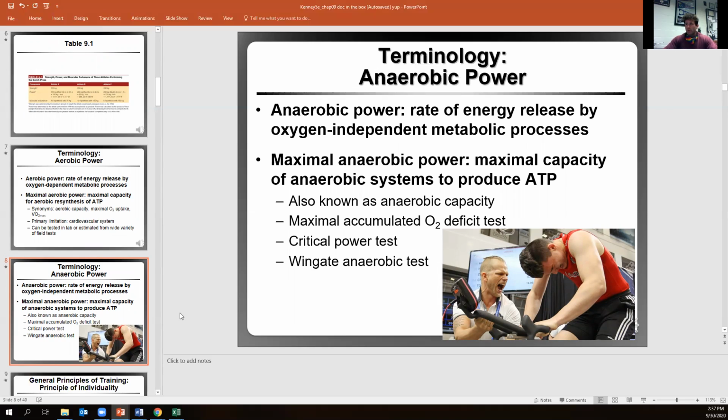Critical power tests are going to be about 3 minutes. They're absolutely miserable, but it's a pretty good idea of total output. And I love this picture because that dude is getting a base of intensity of cheering.